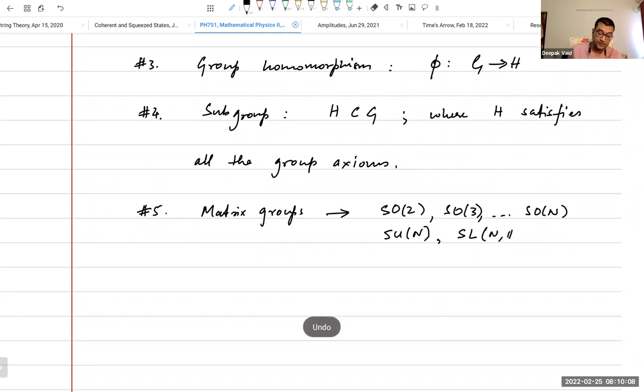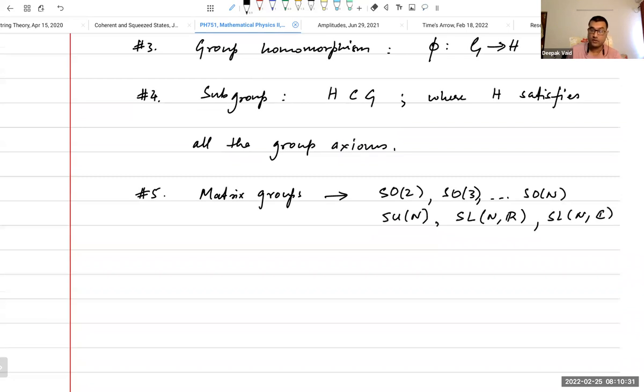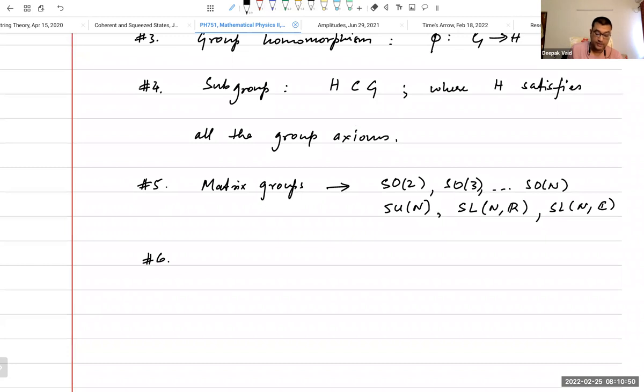And the notation is of this type. So this says that it's an n by n matrix which has real elements, or an n by n matrix which has complex elements. That's what this notation tells us. And it's a linear group, so that means we are not placing any restriction of orthogonality or unitarity on the elements. But special means the determinant of the elements is one. These matrix groups are infinite.